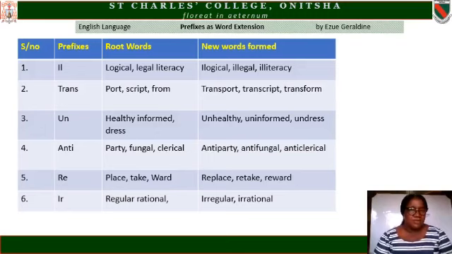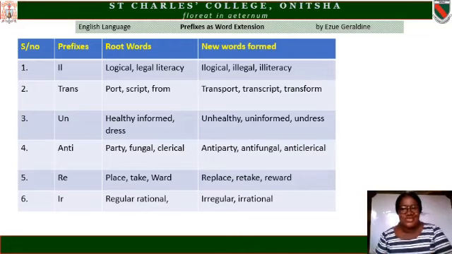We have number one, il. We have root words like logical, legal, literacy. These are words that belong to a word class. By word class, I mean parts of speech. Now, if we add these prefixes to these root words, we form another word altogether. That is word formation, word extension.